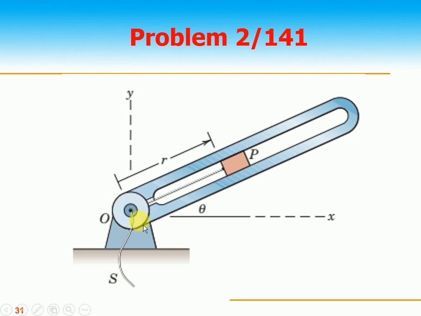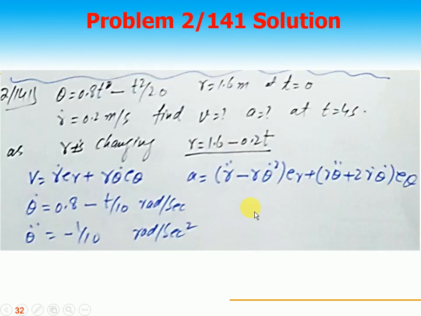So therefore, this rope is winding up on this pulley, and therefore the position of the P is changing along the radial direction. I think the question is clear. Now we move to the solution.